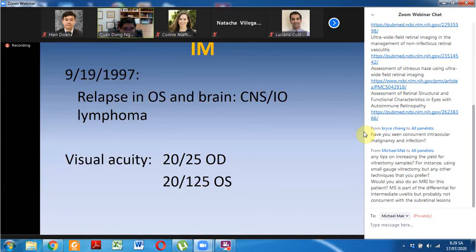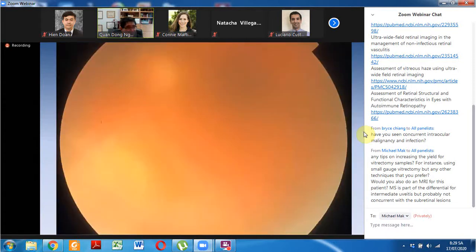So then she relapsed in 1997 with CNS and intraocular lymphoma. The vision in the left eye has now dropped, and it's dropped because of this finding. So how much vitreous haze do we see here now? 4+. 4+, exactly. Now you can barely see the optic nerve in the left eye. You barely can see that, so this is definitely the haze.